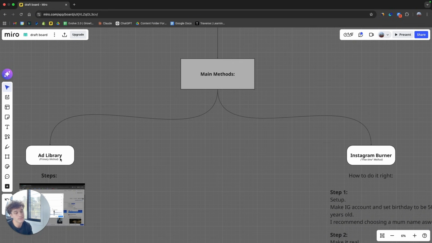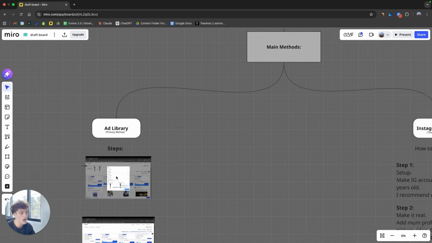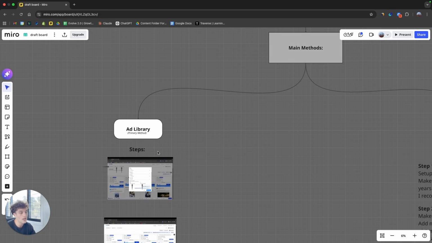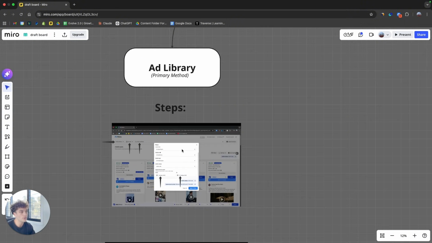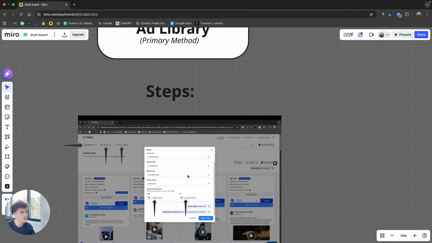Ad library is insane if you know how to do it correctly, purely for the fact that you could scroll on there for 10,000 hours and still not scratch the surface of products that are being launched, and solid products that people are scaling at the moment. So how do I use this method specifically?